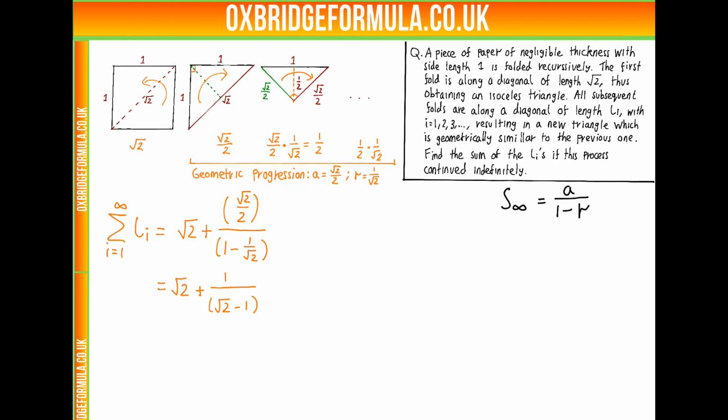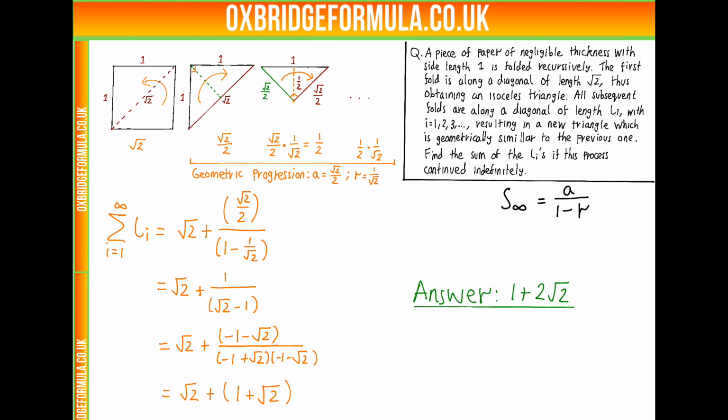We could leave it like this, but preferably we want to make this as simple as possible for the examiner, so we're going to rationalise the denominator here. That's times the numerator and the denominator by minus 1 minus √2. So minus 1 minus √2 over (minus 1 plus √2) times (minus 1 minus √2). If we simplify the denominator, we get plus 1 minus 2, so minus 1. So we get (minus 1 minus √2) over minus 1, so plus 1 plus √2. And we can group the √2s together and get our final answer of 1 plus 2√2 for the sum of the L_i.